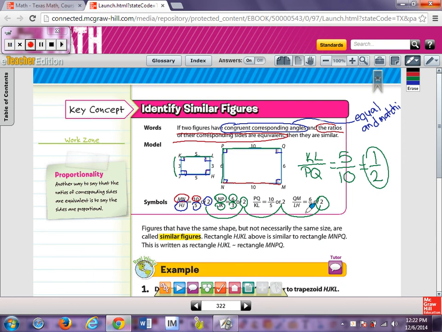It's important though, like in this example, if I go big to small, then all my other comparisons of ratios have to also be big to small, big to small, big to small. And we will practice that some more.